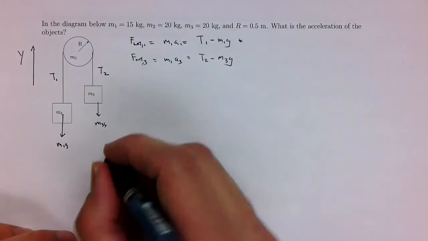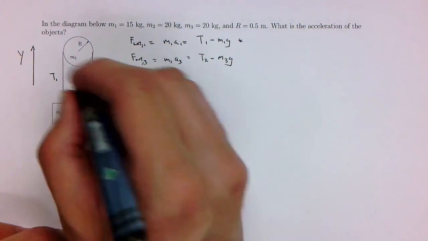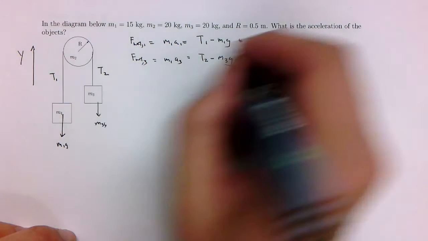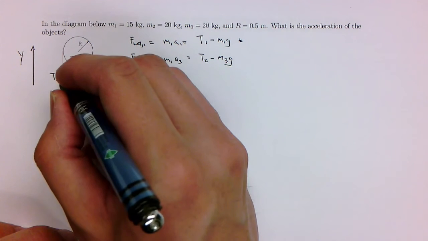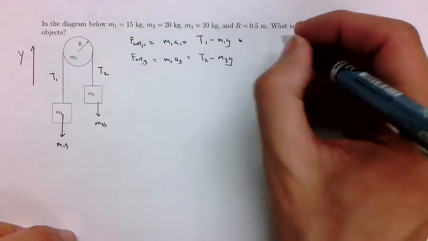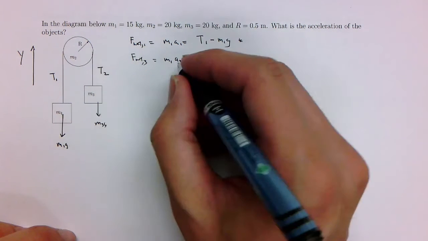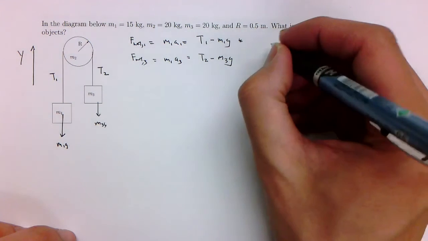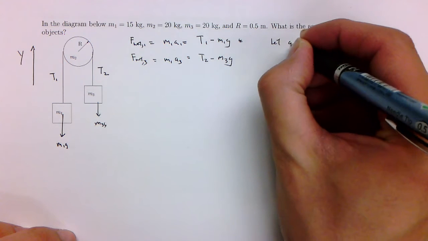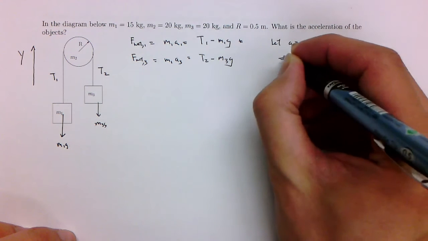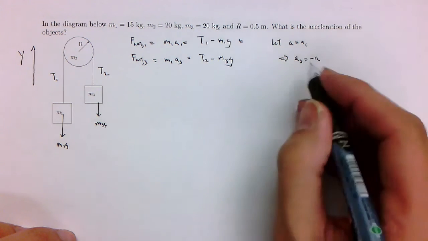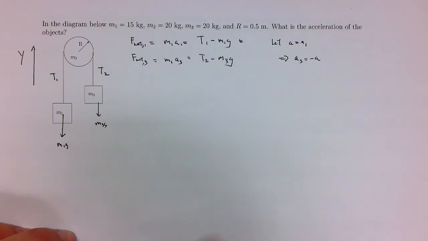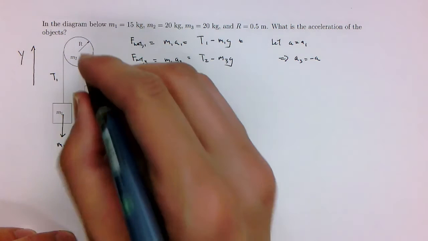Okay, last one. Now we have to consider the fact this is a string, and so if A1 goes up, then A3 goes down. So these two will be different by a sign. If I let A equal A1, that means that A3 is equal to minus A. I'm going to use this in a second, so I can have one common acceleration.